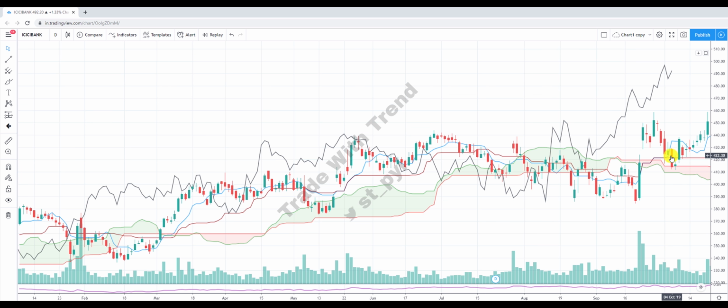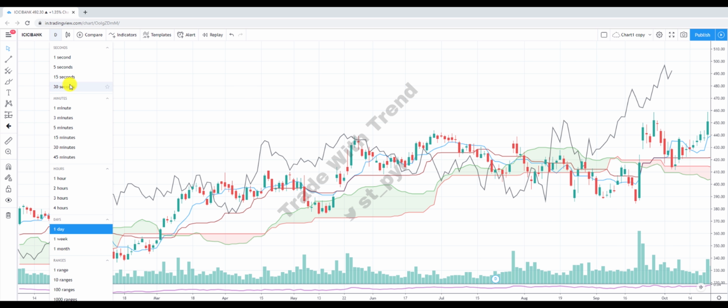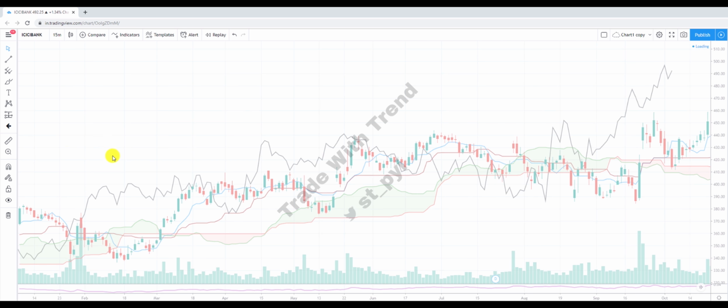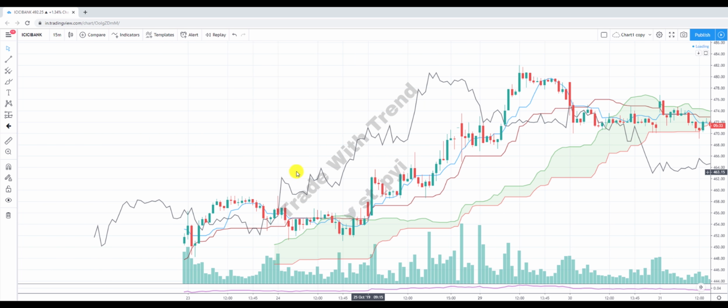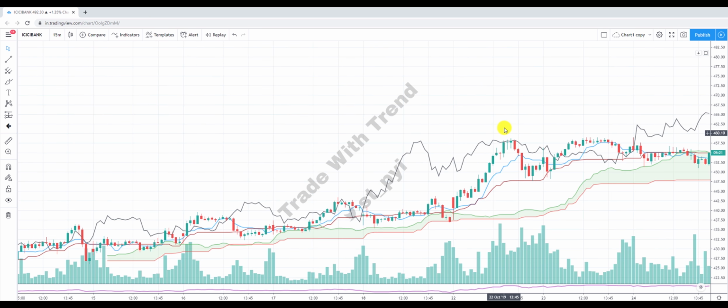So based on what we saw in the previous slide, let us now see after 22nd October how entry could have been taken based on what we discussed. Let me now switch the chart back to the 15-minute time frame chart, and let us move back to 22nd October. This is 22nd October, and this is where on a daily time frame chart, the overall structure of ICICI Bank as per Ichimoku cloud is positive.